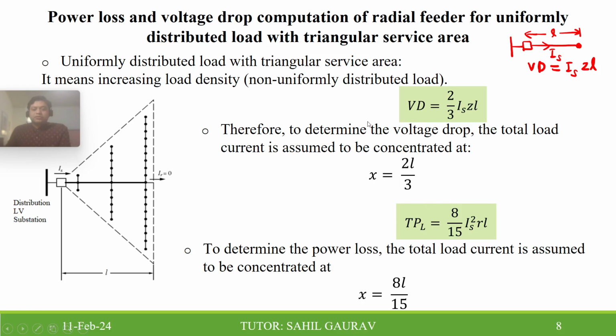So this is the summary for the radial feeder for uniformly distributed load with triangular service area. For this type of figure, you have to just keep in mind this voltage drop and power loss. In voltage drop, the total load current is assumed to be concentrated at 2/3 of the length of the feeder, and for power loss, total load current is assumed to be concentrated at 8/15 of the length of the feeder.